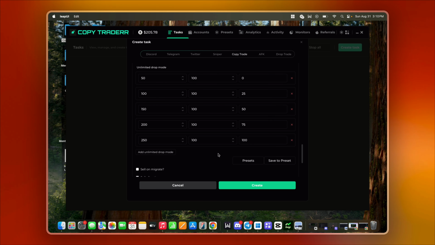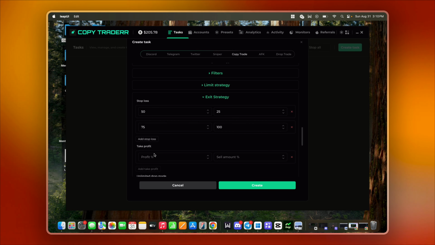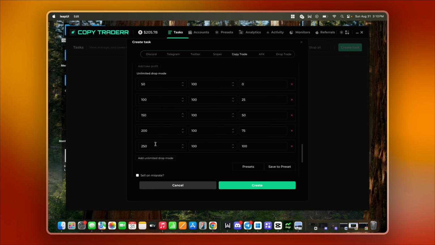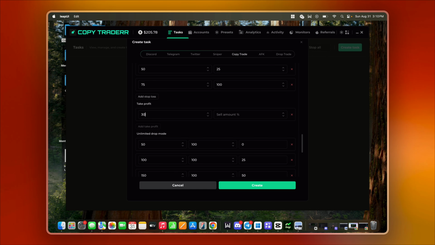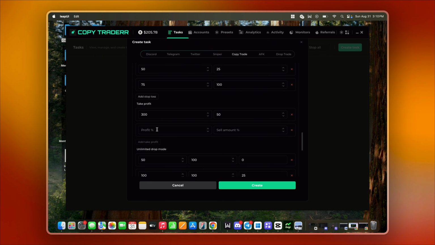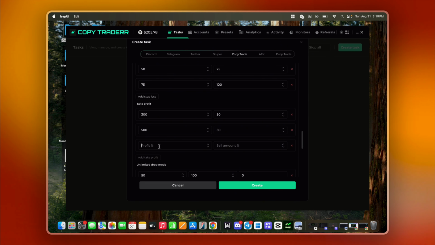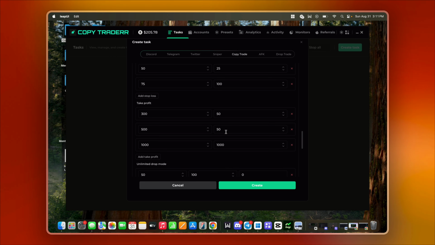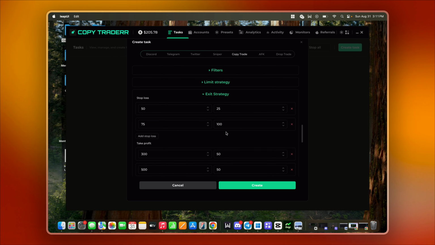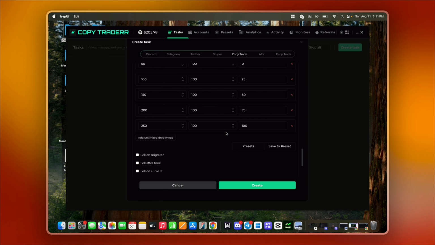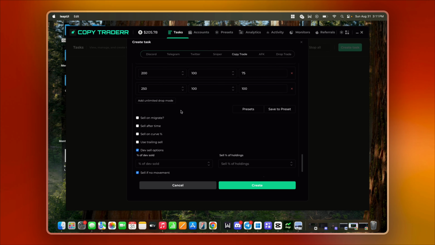I'll just add a few more here. What I can do is add a take profit because that would make sense in this case. So if I do get up to 300%, I'm going to sell half because that's a really good amount. If I get up to 500%, I'll sell another half. If I get up to 1000%, I will sell the rest. Happy to take a 10x. So you can see how this exit strategy system is so good, and there are even more options.